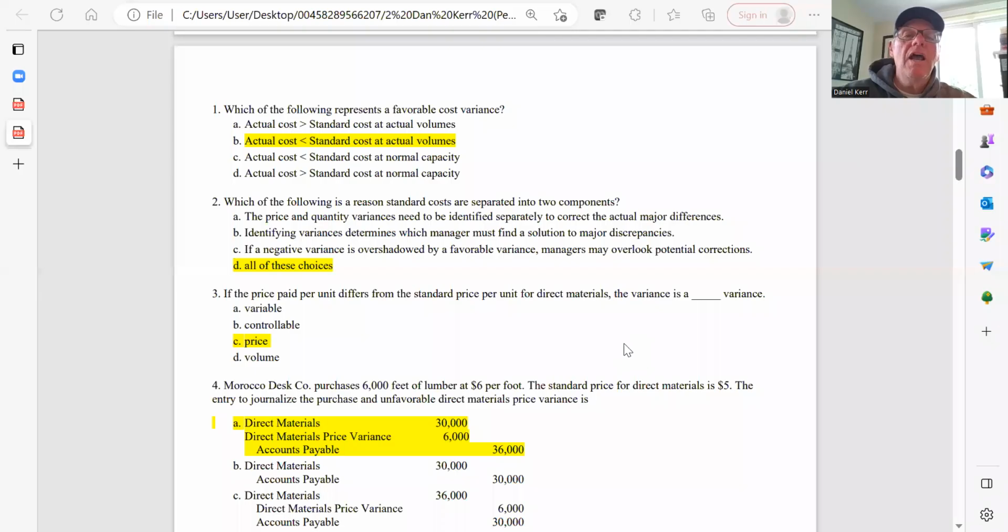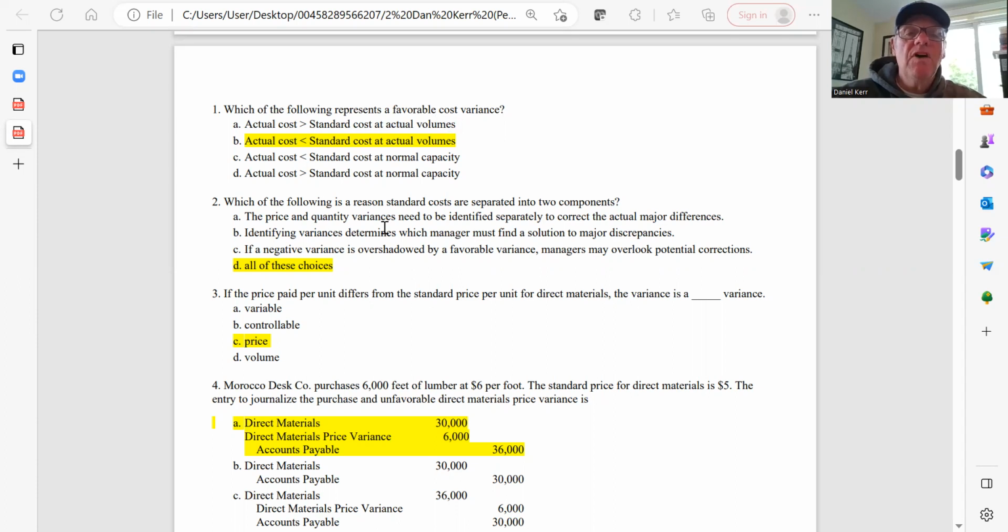Okay, and I've highlighted the correct answer in yellow, and for Ramona and others who'd like to see how I got there, where calculations are required, I show you my calculations here. So you have a favorable cost variance when the actual costs are less than what they should have been under standard costs. A cost variance doesn't have anything to do with volume, so you can forget the stuff about normal capacity there. So the correct answer there is B. When the standard cost exceeds the actual costs, we'd have a favorable cost variance.